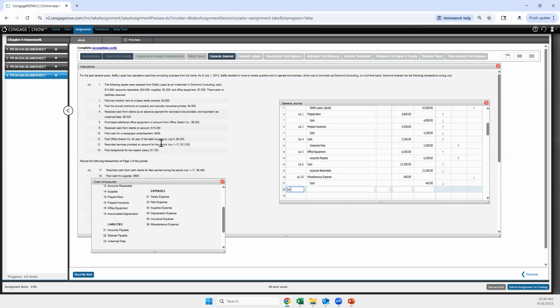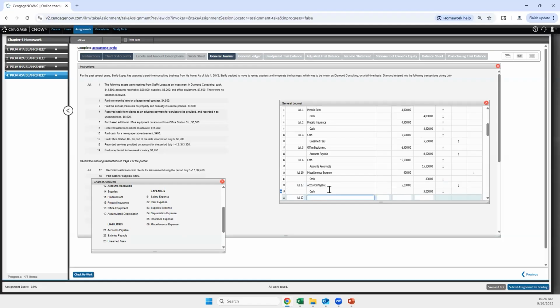July 12th, paid Office Station Company for part of the debt incurred on July 5th, which we can see was office equipment. So we're going to debit our accounts payable because we're paying back part of our debt, $5,200, and then credit cash because our cash reduced.